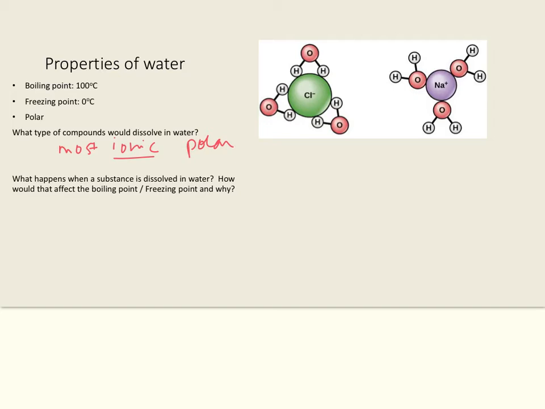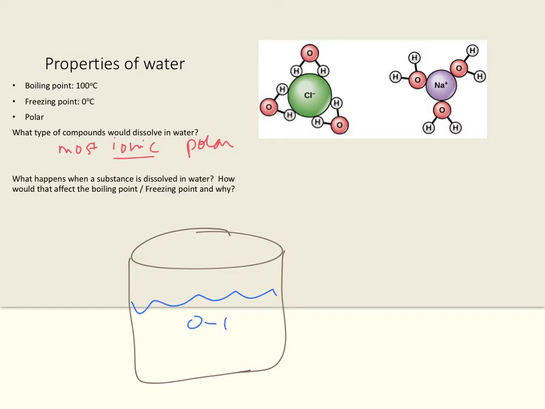What happens when a substance is dissolved in water? How would that affect the boiling point and freezing point, and why? So if we dissolve a substance in water, okay, so I'm going to draw my container with water in it. Okay, and then we dissolve something in here, so let's just put some salt in it. So I'm going to get chloride here and a sodium here. All right, and they're all dissolved in the water, and then we try to boil it.